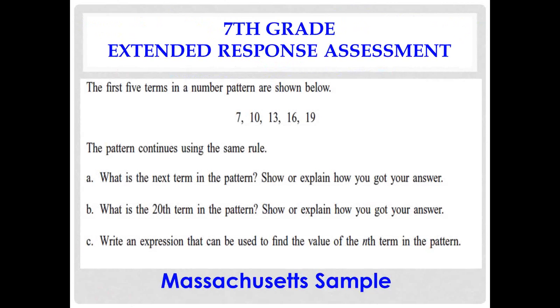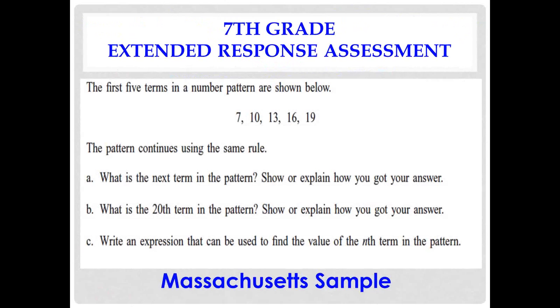Okay, it says the first 5 terms in a number pattern are shown below: 7, 10, 13, 16, 19. The pattern continues using the same rule. Part A says, what is the next term in the pattern? Show or explain how you got your answer.